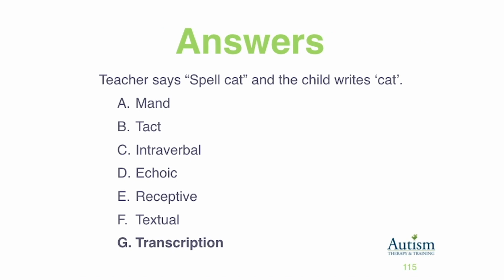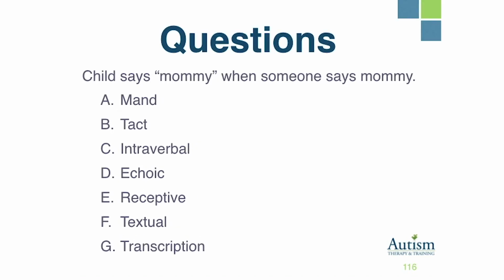If you recall back from our verbal behavior class, this was one of the questions. So we're just testing to see if you still remember. If you don't, go back and practice. Child says mummy when someone says mummy. This is: A. Mand. B. Tact. C. Intraverbal. D. Echoic. E. Receptive. F. Textual. Or G. Transcription. And the correct response is D, echoic.